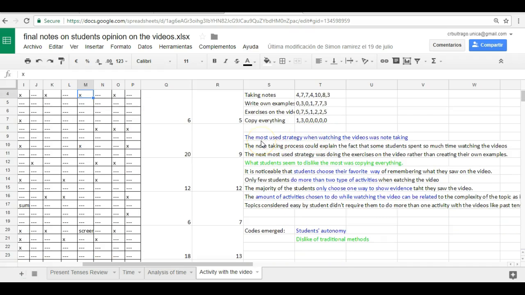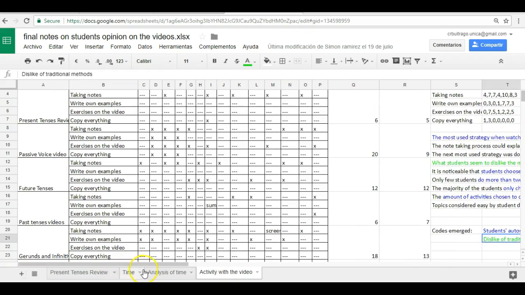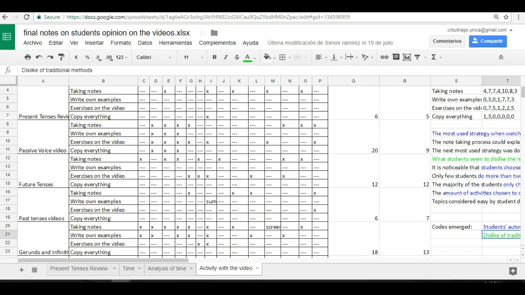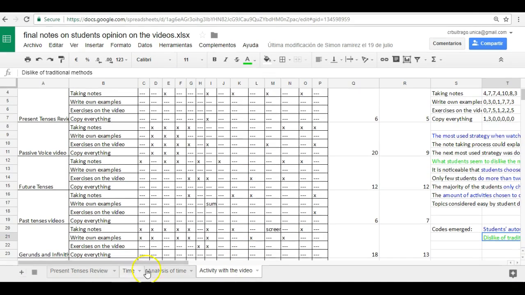Once again, he started drawing conclusions out of the data. For example, the first conclusion is the most used strategy when watching the videos was note-taking. What students seem to dislike the most was copying everything. And so he identified 2 main codes, which are students' autonomy and dislike of traditional methods. So as you might see, the idea for all of this process is to reduce data. But you know this, right? You have advanced on this part up to now.